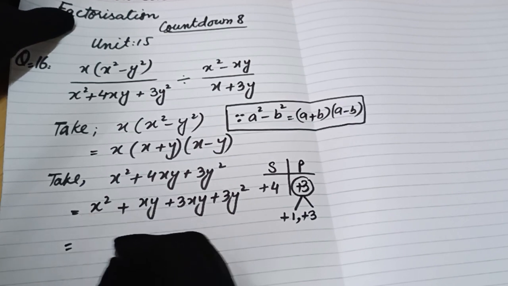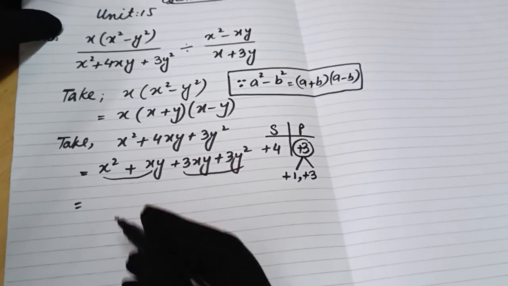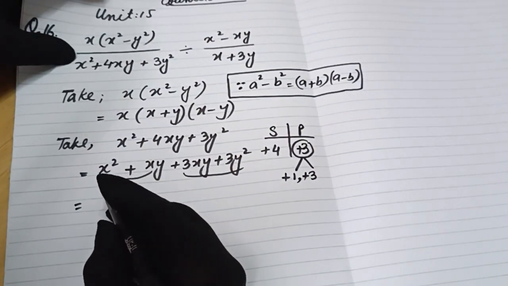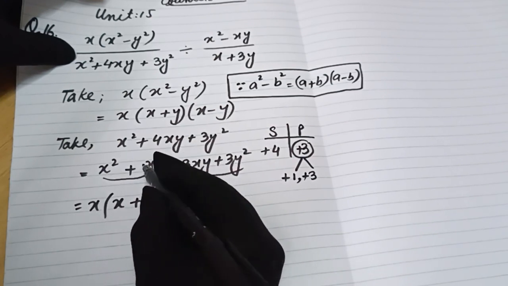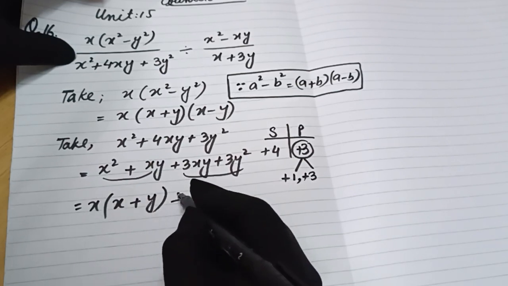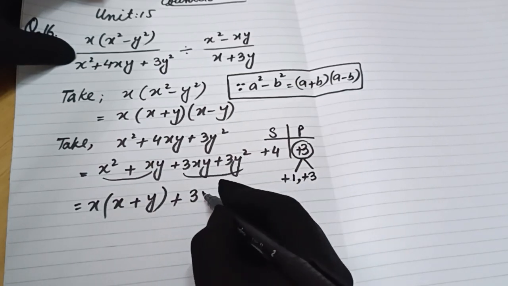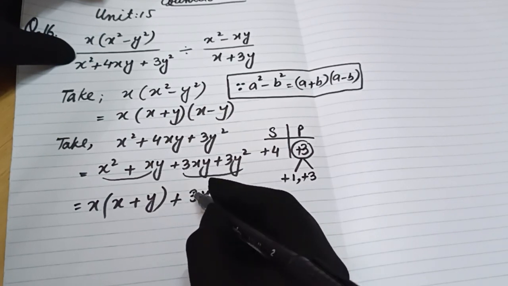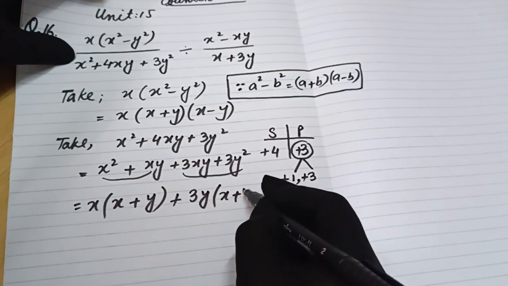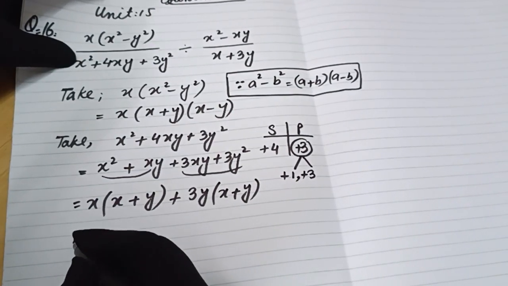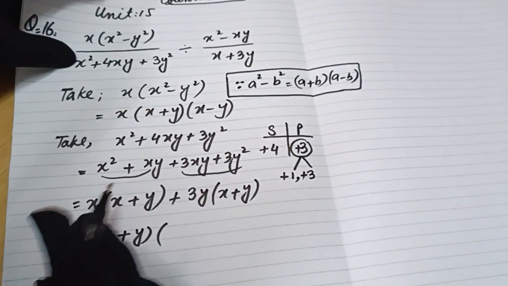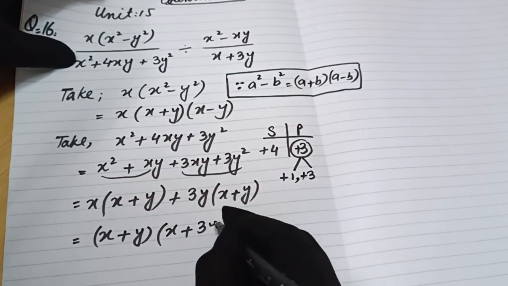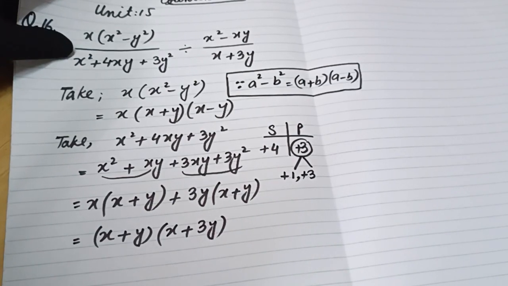Now we can take common from the first two terms and from the last two terms. From x square plus xy, x is here, here also, so we can take x common. First term divided by x, x left. Second term divided by x, y left. Plus 3 common, y square, y common: first term divided by 3y, x left, plus second term divided by 3y, only 1y left. After that, (x plus y) is common from both terms. From the first term, x left, from the second term, plus 3y, and this is completely factorized.